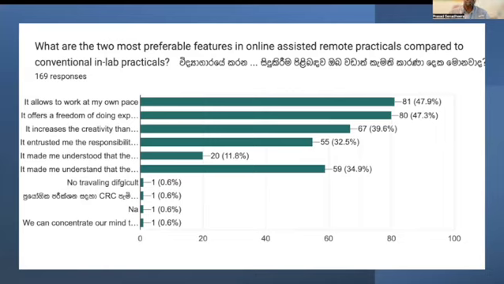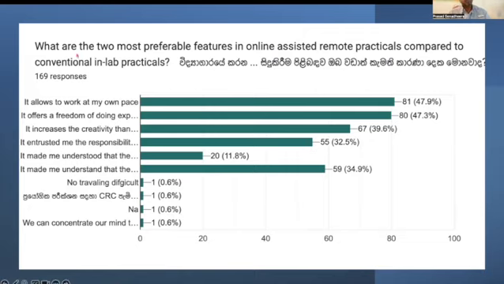So let's have a look at the survey that we carried out. What we did was we assessed the effect of this practical method using both qualitative and quantitative approaches. Here you would see we have asked several questions, and you can see 169 responses were there. In addition to that, there were some interviews as well that we conducted.